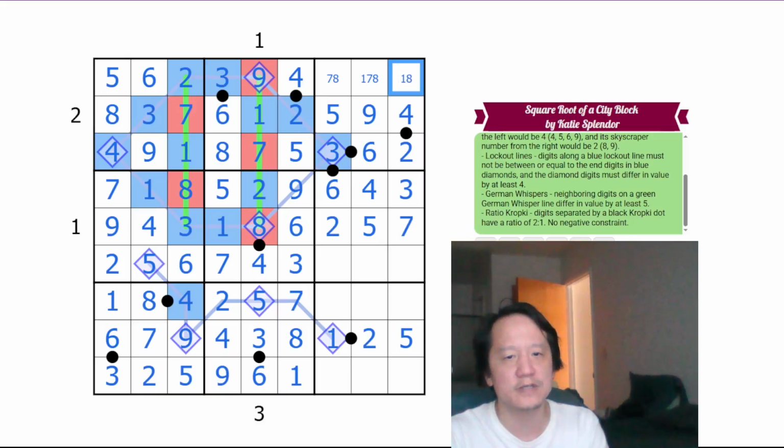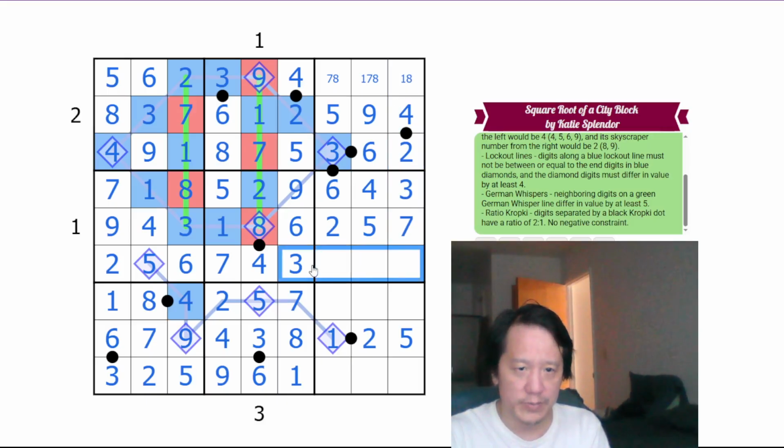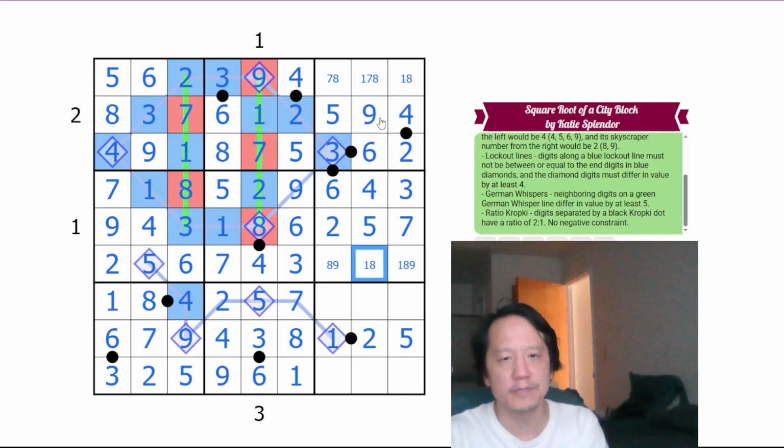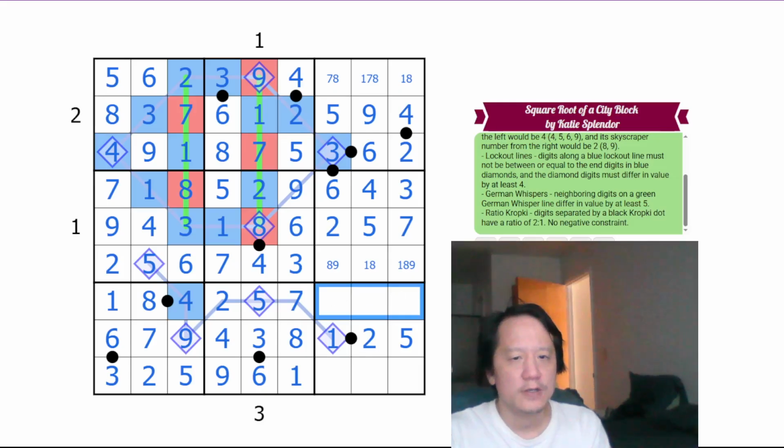7 eliminates 7 here. Remaining digits of row 6, we have 1, 8, and 9. This can't be 1, that can't be 9 because of the digits in the column. Remaining digits of row 7, we have 3, 6, and 9. This cannot be 3 or 6 because of 3 or 6 in the column, so that's 9. This can't be 3 or 9 because of 9 in the row and 3 in the column, so that's 6, which makes this a 3.